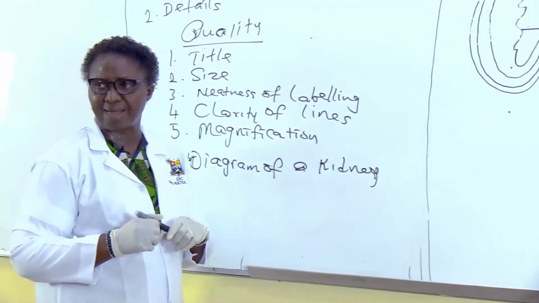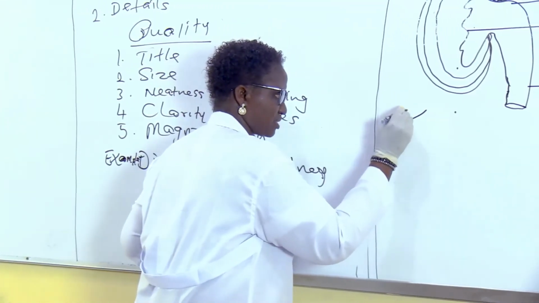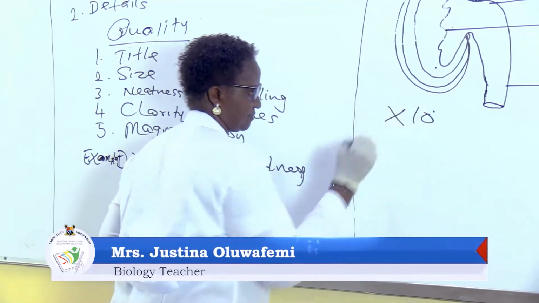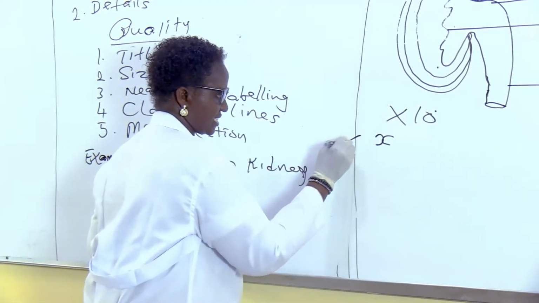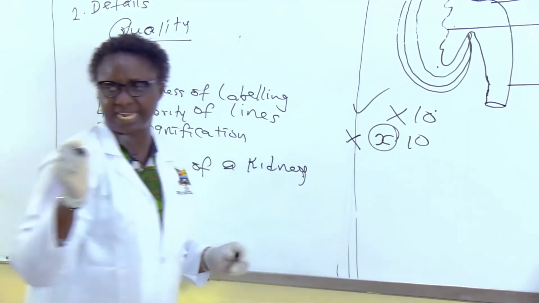And how do I put my magnification? It is important. I must be able to put times. Possibly I'm putting times 10. I should not write X. This is wrong. This is correct. When you put X, there is no mark.